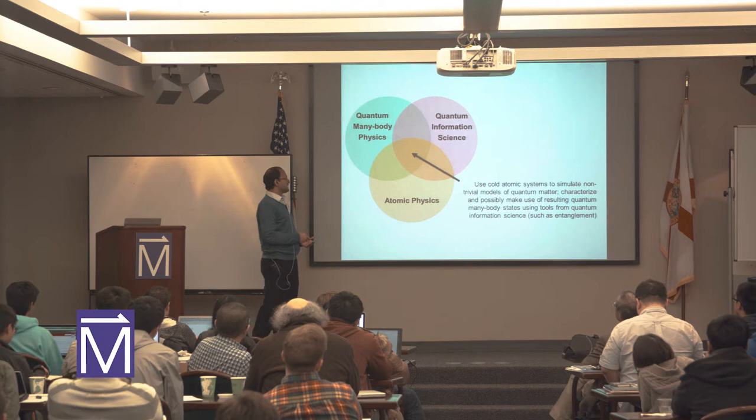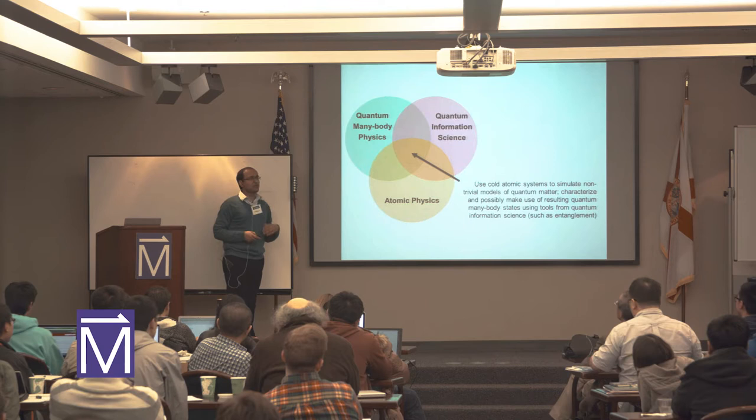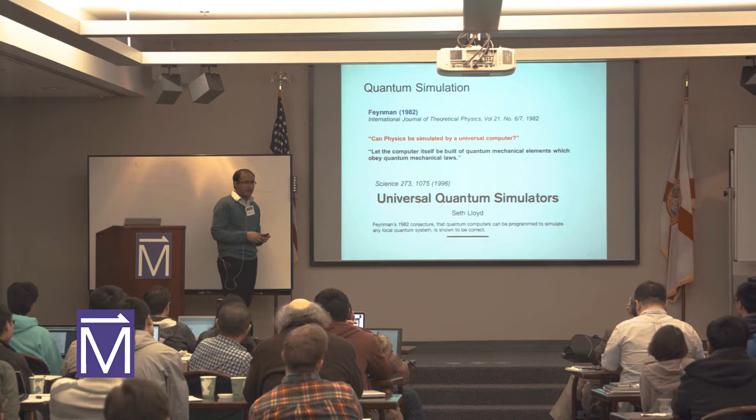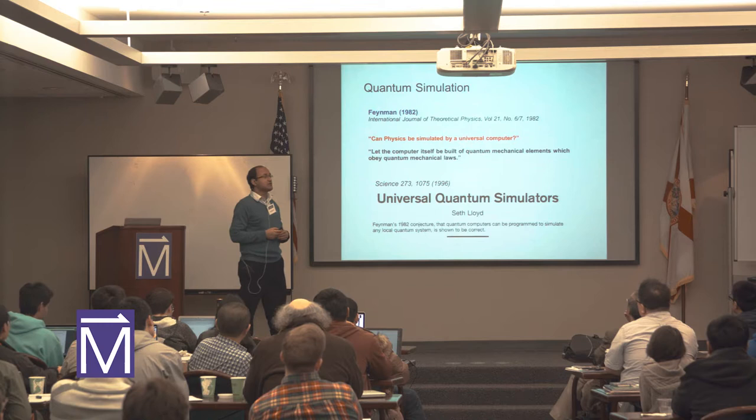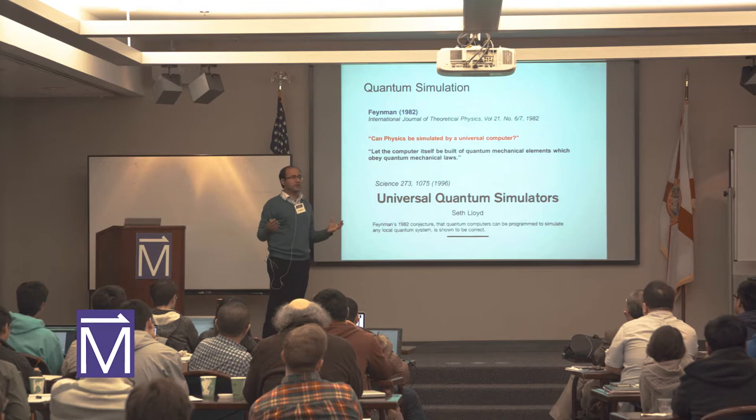So that's broadly speaking where we are in terms of our research goal. Now going back in time, in around 1982, Feynman wrote this paper where he asked a simple-sounding question: can physics be simulated by a universal computer? And the way he was asking is, he wants to simulate all of physics, including quantum mechanics, including quantum elements.